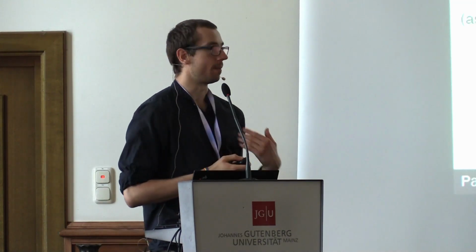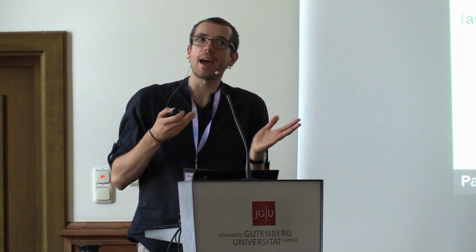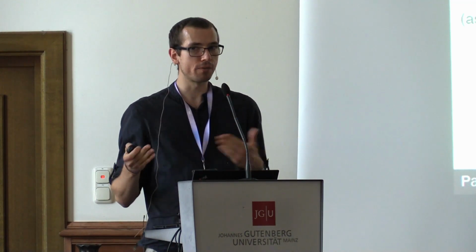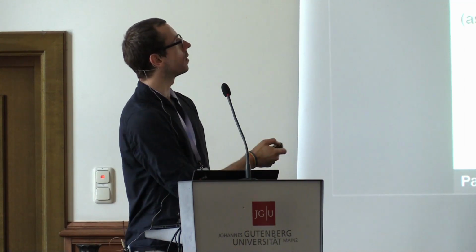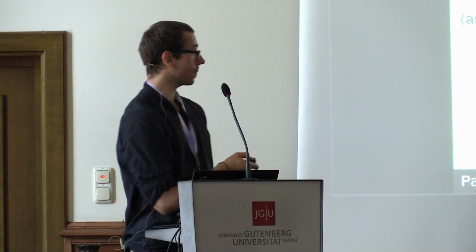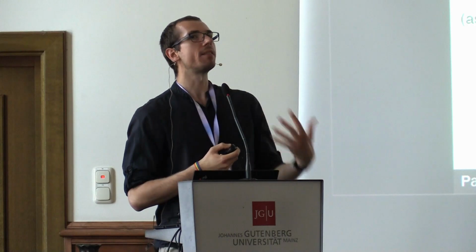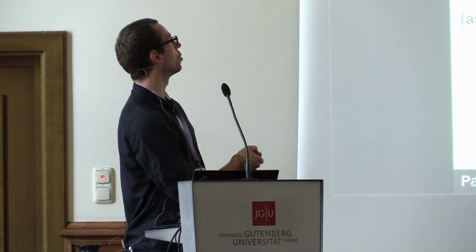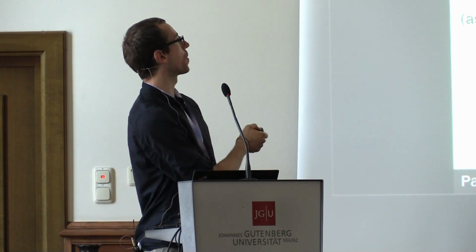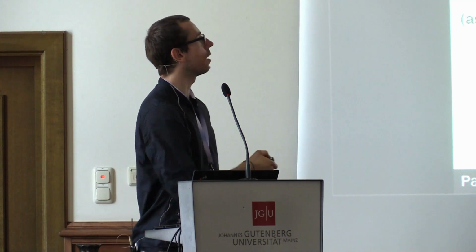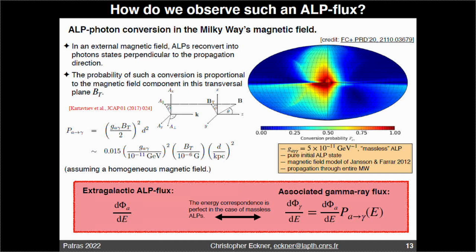Then you have to go to the Milky Way. Here it's a bit easier since we can, in principle, measure the magnetic field of the Milky Way. This is one model, the Jansson-Farrar model, that you use for that purpose. And in a very simplistic scenario, so a homogeneous magnetic field, the conversion probability is simply given by that formula. But of course, if you do the correct procedure, it's a bit more complicated, but it's also implemented in gammaALPs, so you can look it up for reference if you want.